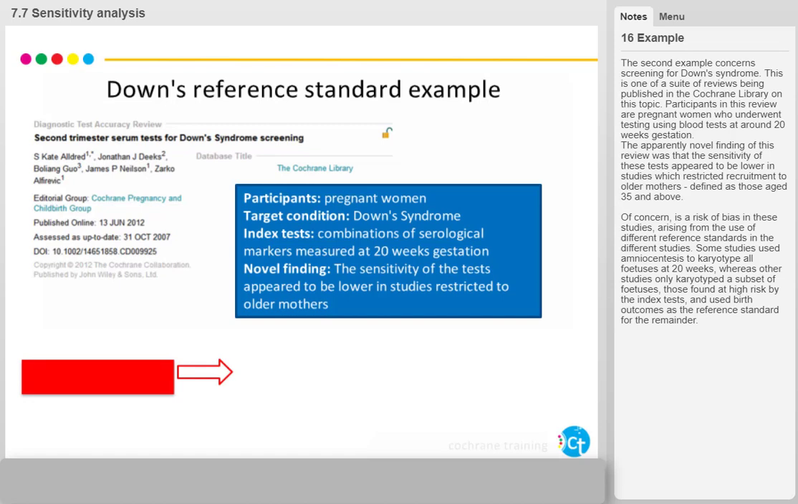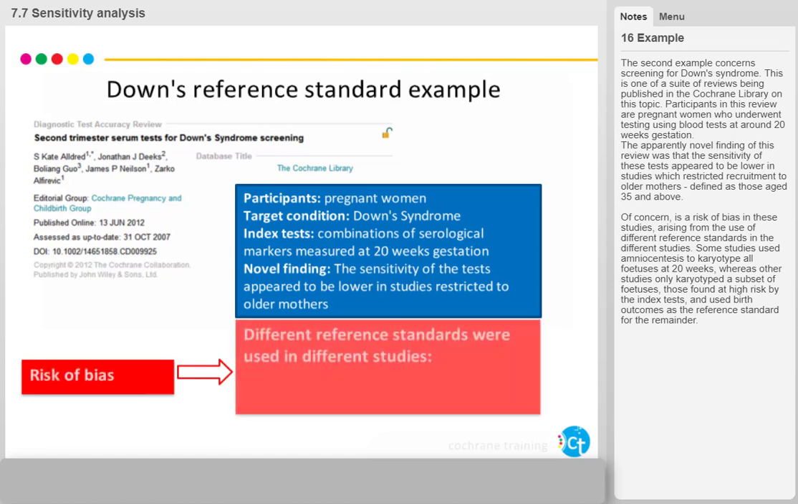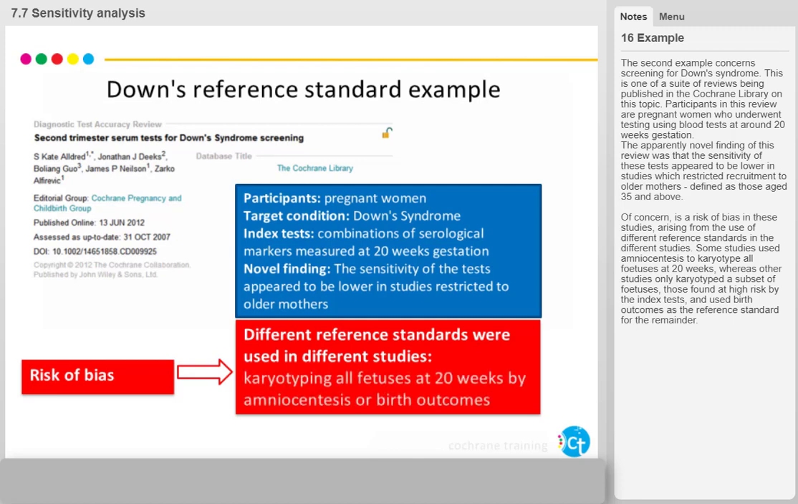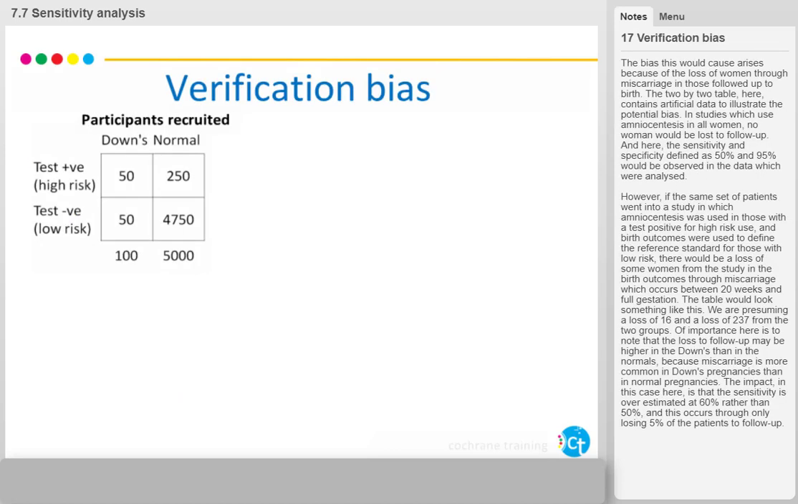Of concern is a risk of bias in these studies arising from the use of different reference standards in the different studies. Some studies used amniocentesis to karyotype all fetuses at 20 weeks, whereas other studies only karyotyped a subset of fetuses, those found at high risk by the index tests, and used birth outcomes as the reference standard for the remainder. The bias this would cause arises because of the loss of women through miscarriage in those followed up to birth.